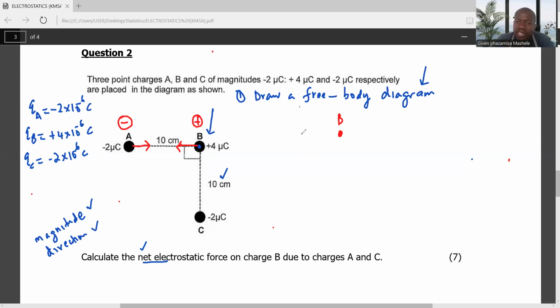We'll have the force on B due to A, which is directed to the right. It's to the right, or to the left, I mean to say. This is to the left in terms of direction. So it's to the left.